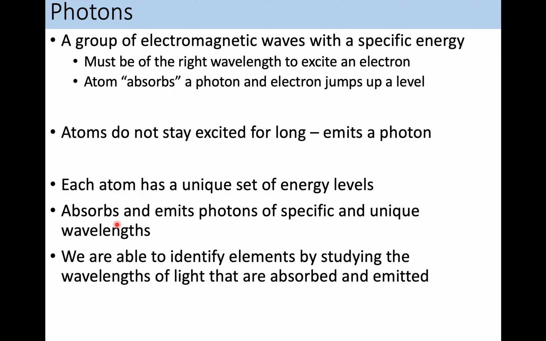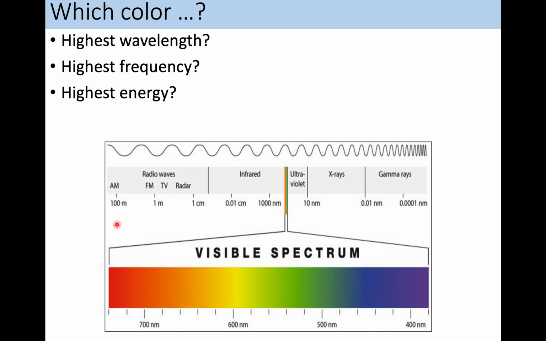So if we excite an atom, we can use the information about which wavelengths will excite that atom to determine what the atom is, to determine what element we're looking at.